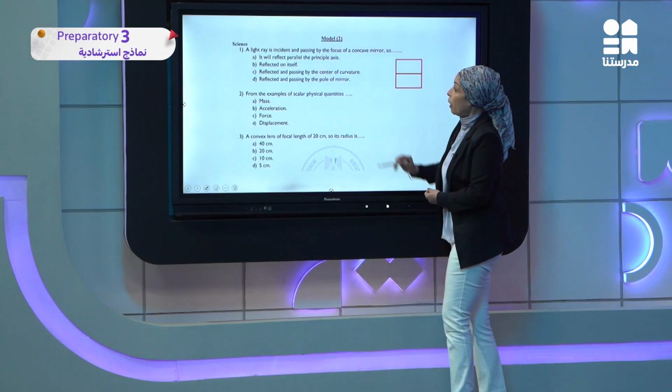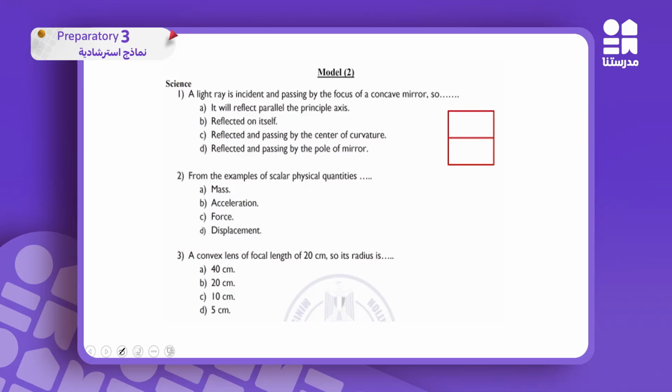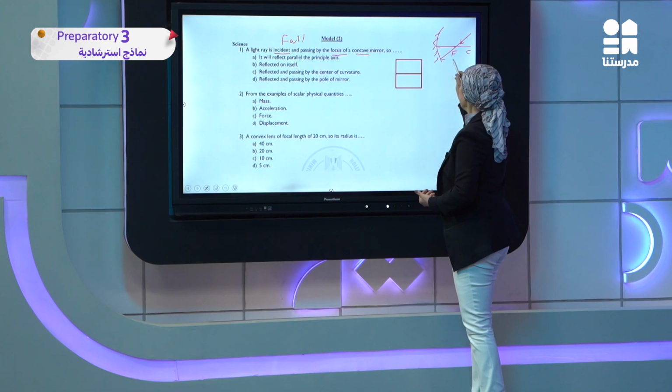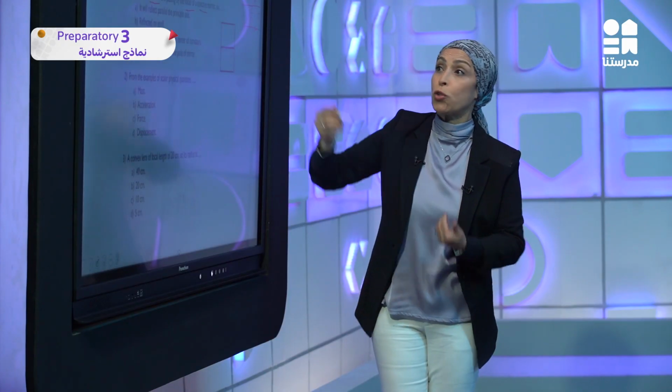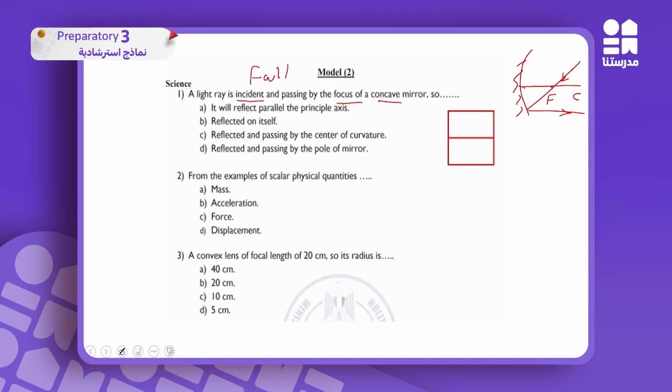Next one. The light ray is incident and passing by the focus. What's meant by incident here means falls. Falls and passing by the focus of the concave mirror. You know, if you draw the concave mirror and the light ray starts to fall, passing by the focus. Light ray passing by the focus, here is the center of curvature and here is the focus. If the light ray falls on the mirror, passing by the focus, what happens to it? We complete your drawing, it reflects parallel to the principal axis. So I'm going to choose what I drew alone, so I can find that it reflects passing by, or it reflects parallel to the principal axis. It is the first answer. It will reflect parallel to the principal axis as we drew it alone.